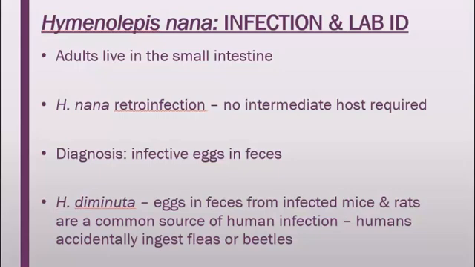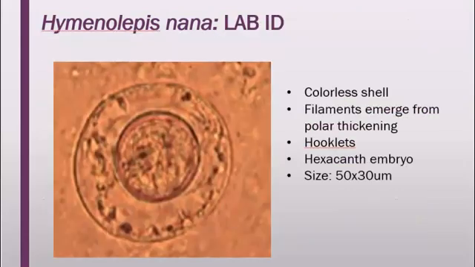For the species H. diminuta, eggs are usually found in the feces of infected mice or rats, and that's the common source for human infection. Humans accidentally ingest the contaminated mice or rat fecal matter. Also, another way humans are accidentally infected with H. diminuta is they accidentally ingest fleas or beetles that have the H. diminuta larval stage.